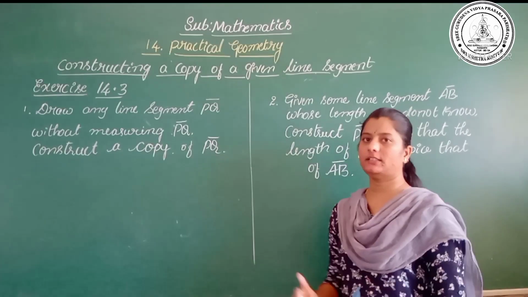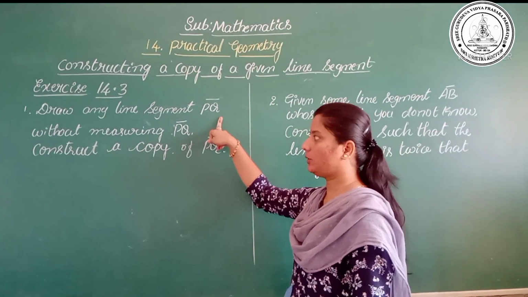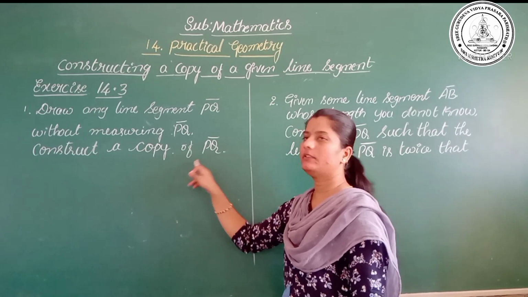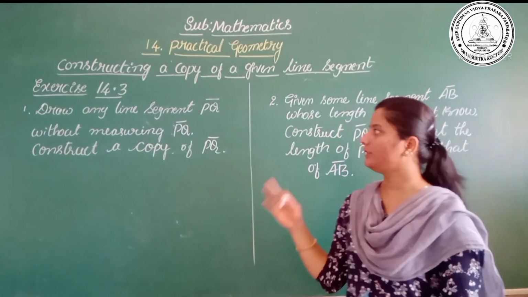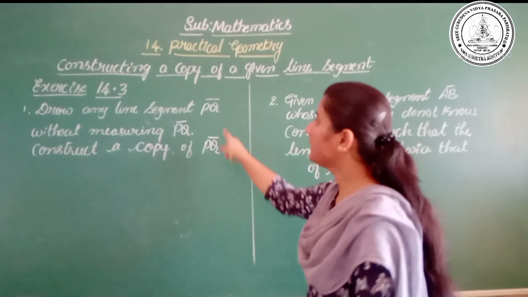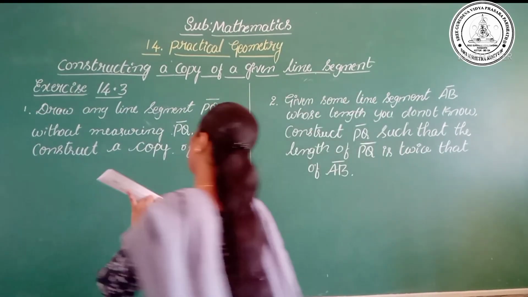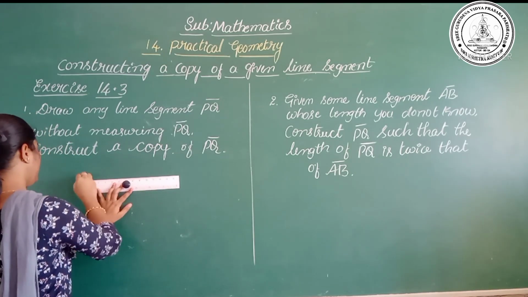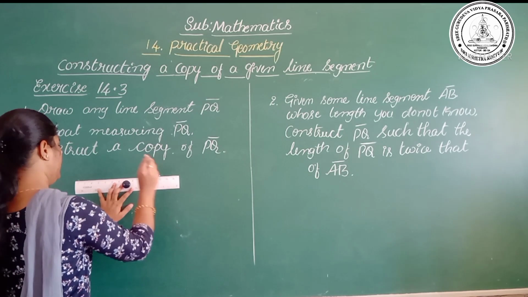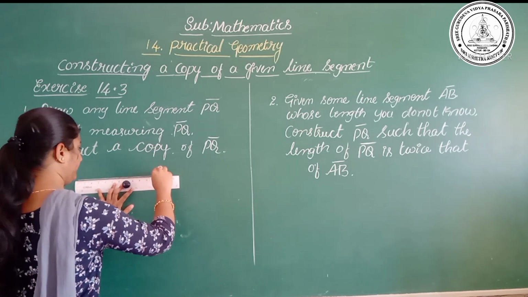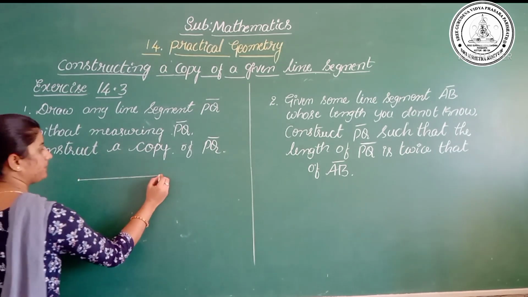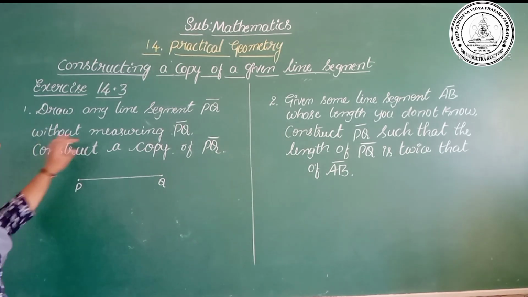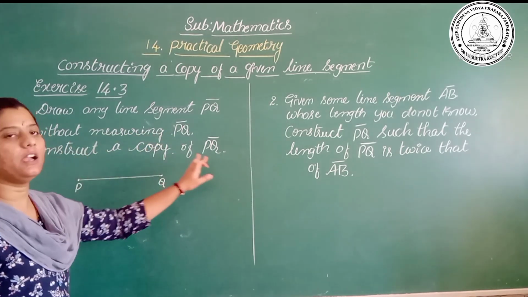The exercise 14.3, the first question is: draw a line segment PQ, and without measuring the line segment PQ, construct a copy of line segment PQ. Here they did not mention the length of the line segment PQ. Okay. So first draw a PQ having any length. We don't know that. It is the line segment PQ. We don't know what is the length of this.